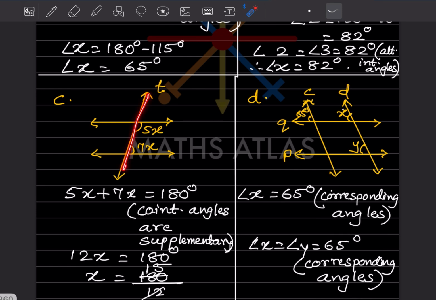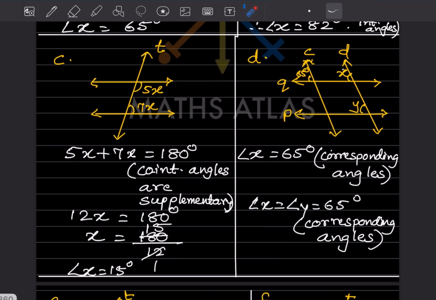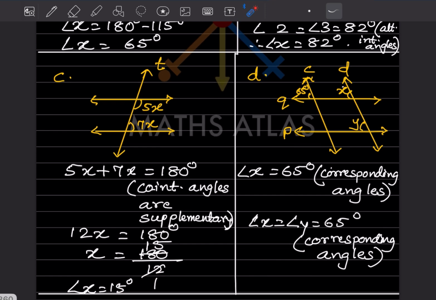Now here this is a transversal, and these are the parallel lines. They have asked for the angle x. What you can do first is see that these both are co-interior angles, and co-interior angles are always supplementary, that is 180. So we can write 5x plus 7x is 180. When you add this, 12x will be 180, so x is going to be 180 divided by 12. So 12 fifteens are 180, so x is 15 degrees.